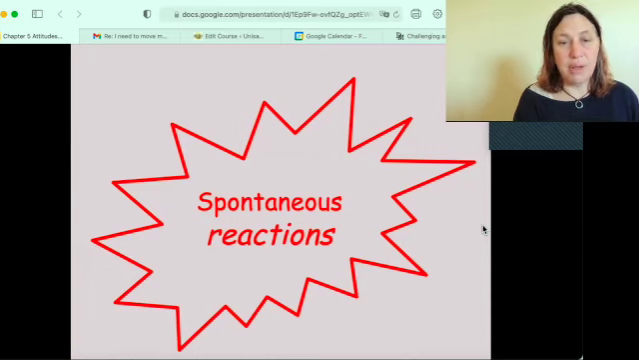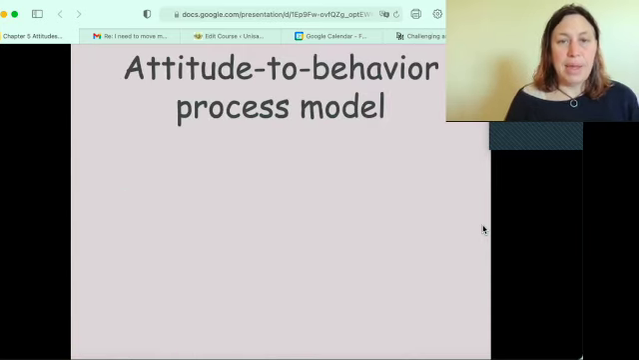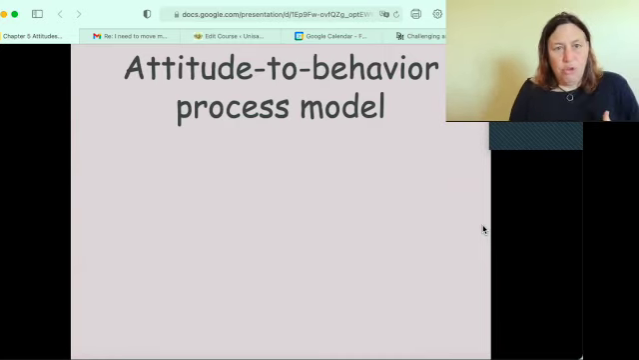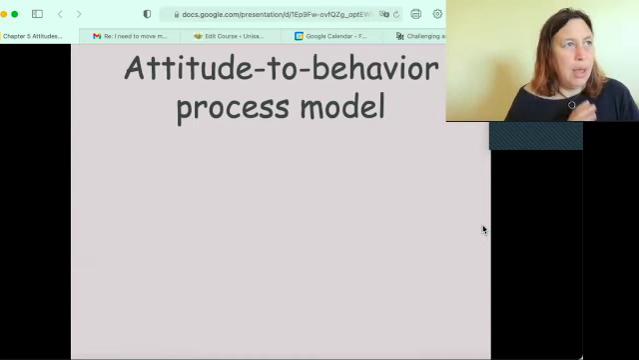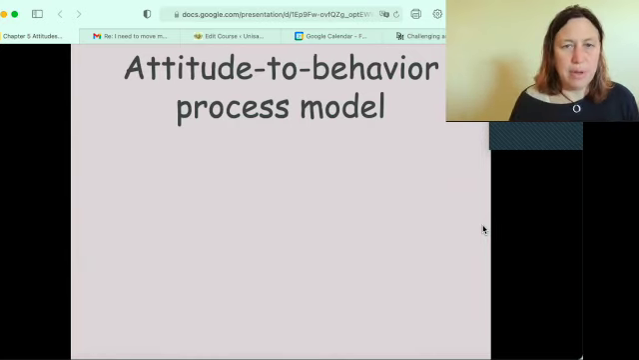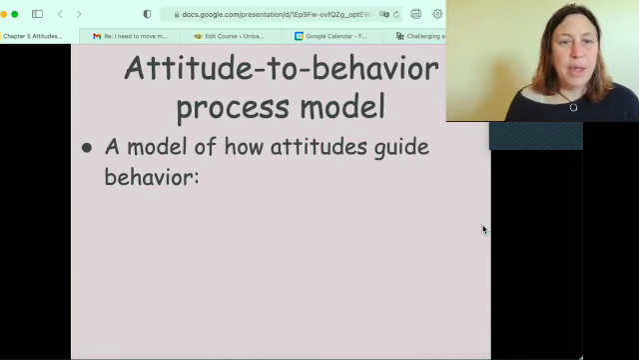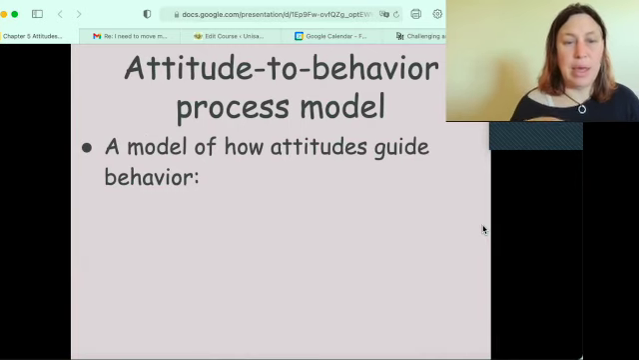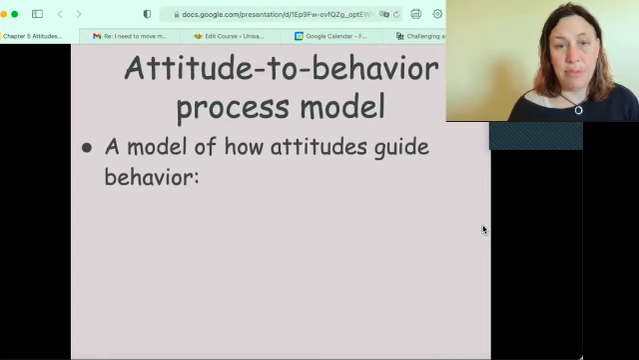Okay, let's look at spontaneous reactions. The attitude to behavior process model is what we use here. So it's like, how do you get from attitude to behavior when it's so spontaneous, it's so immediate? Okay, it's like swatting a fly. All right, so let's take swatting a fly. A model of how attitudes guide behavior. So you don't like flies, you believe that they carry diseases, which they probably do, and that they're a sign of dirtiness.